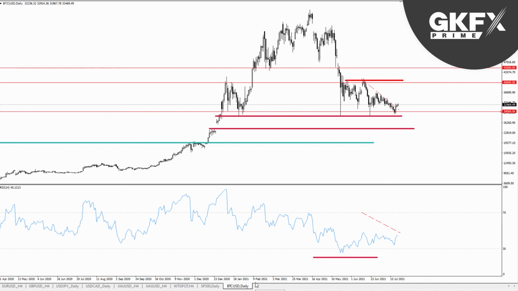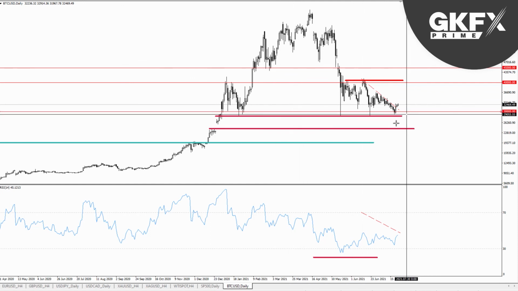Last but not least, as always, Bitcoin. This is what some people have referred to as a head and shoulders. If this is the left shoulder, this is the head, this is the right shoulder, and the neckline is through here. Basically 30k is the round number to watch, but it's basically 28,500 you could say. That's really the level to watch.